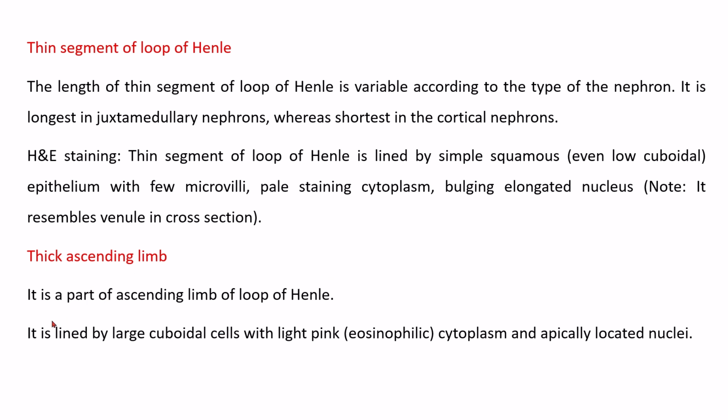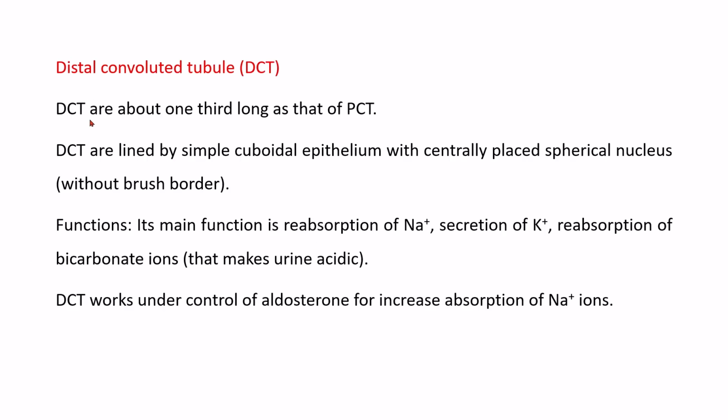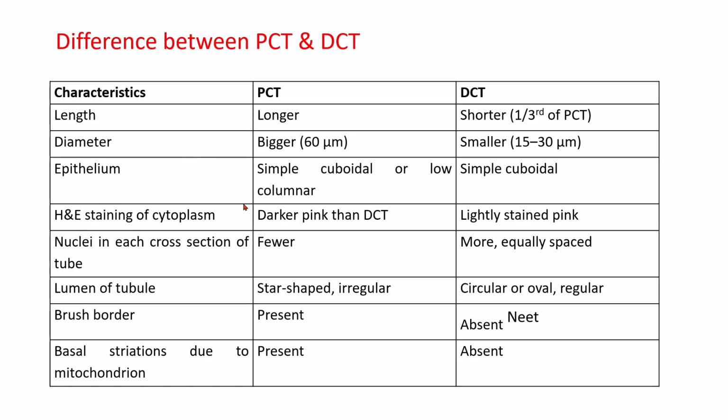Thick ascending limb. It is a part of the ascending limb of the loop of Henle. It is lined by large cuboidal cells with light pink cytoplasm and apically located nuclei. The distal convoluted tubule is about one-third as long as the PCT. The DCT is lined by simple cuboidal epithelium with centrally placed spherical nucleus without brush border. It maintains the function of reabsorption of sodium, secretion, and reabsorption of bicarbonate ions. It works under the control of aldosterone for increasing absorption of sodium ions.